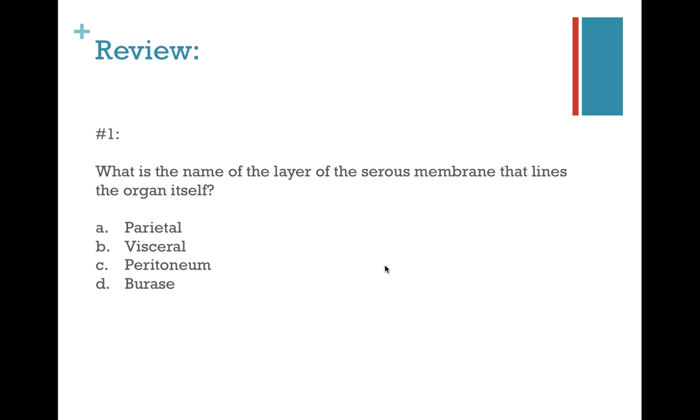Okay, so that's basically it. We can do this review real quick if you want it. What is the name of the layer of the serous membrane that lines the organ itself? What do you think? It's B, visceral. This is going to line the organ itself.